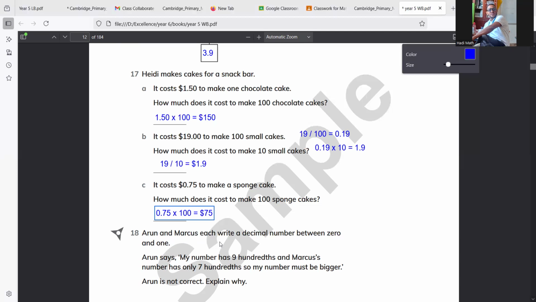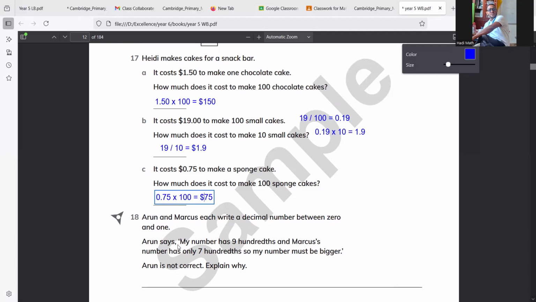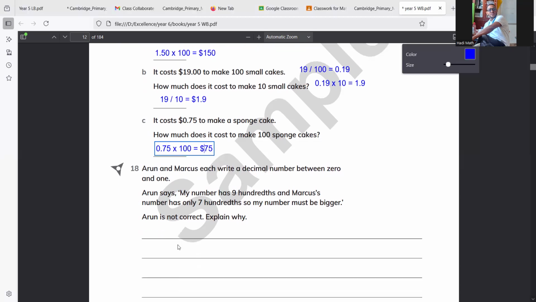Aaron and Marcos each write a decimal number between 0 and 1. Aaron says, my number has 9 as hundredths. And Marcos says his has only 7 hundredths. So my number must be bigger. Is Aaron correct and why? We say Aaron is not correct actually.